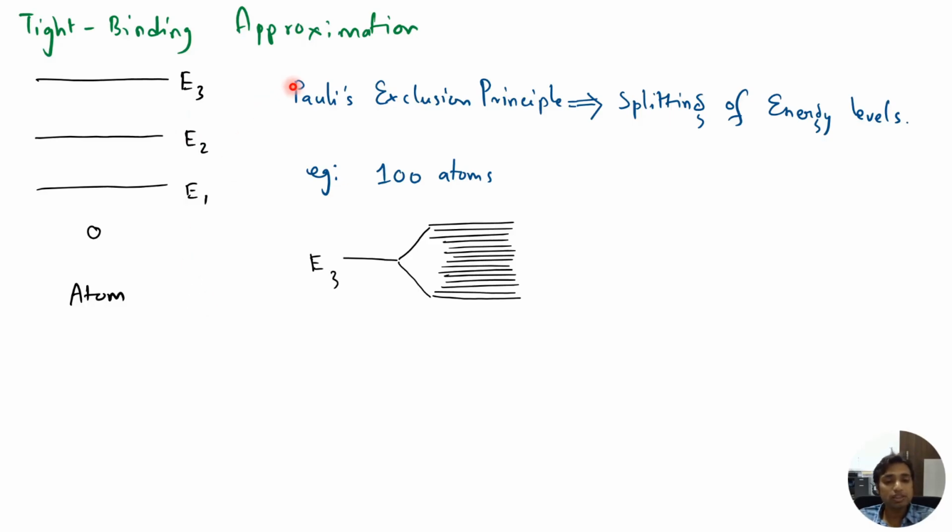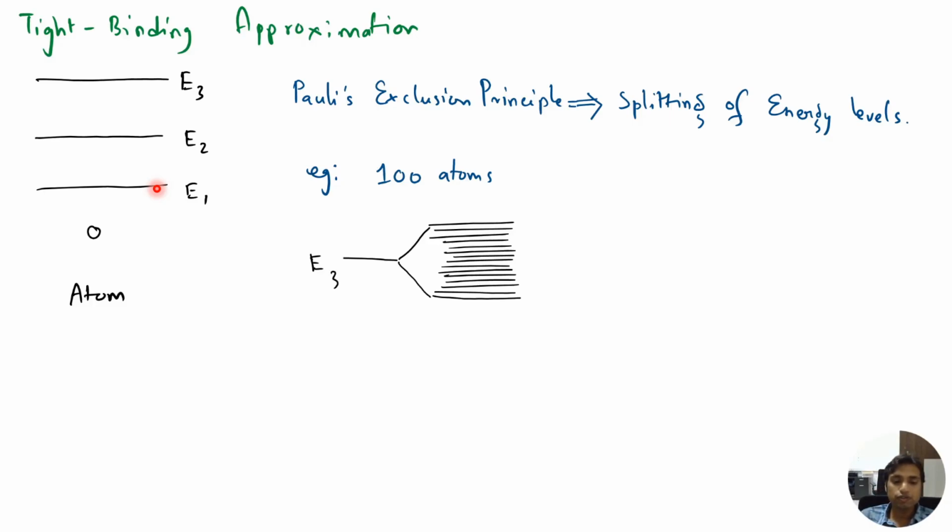One of the important things we have learnt is that electrons are fermions and they follow the Pauli exclusion principle, which means that no two electrons will have the same quantum numbers, or two electrons cannot occupy the same quantum state or the same energy state. So if we bring two atoms very close to each other, their electron clouds will start overlapping. Since the electrons cannot have the same energy levels, the energy level will start to split.